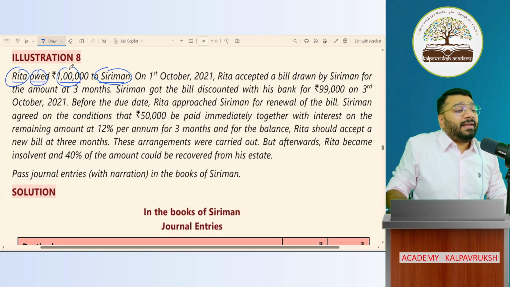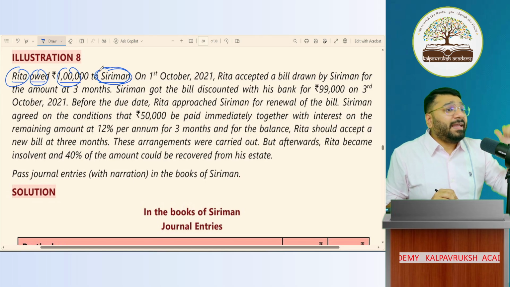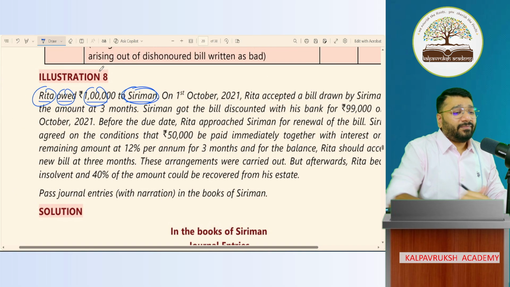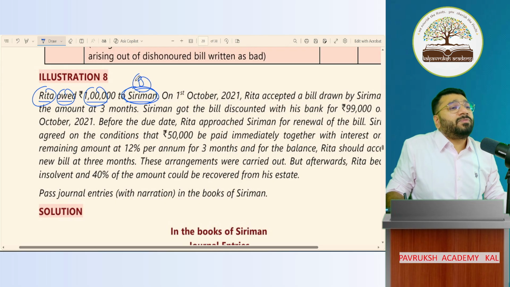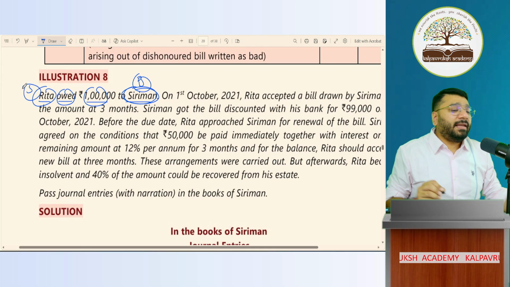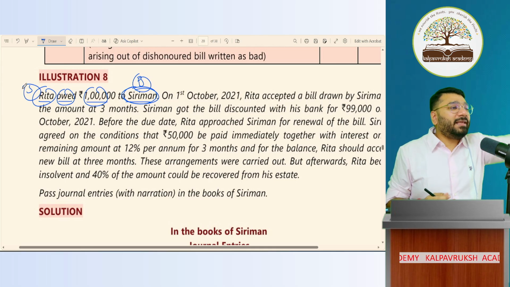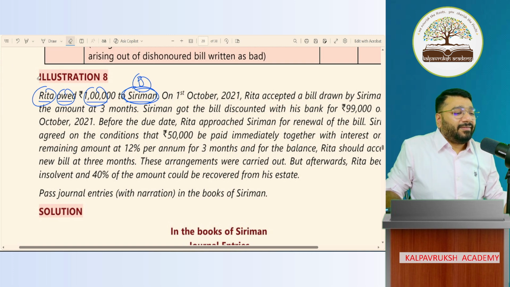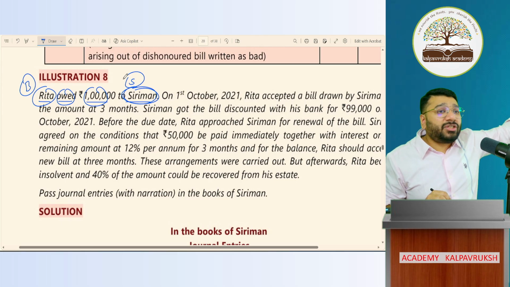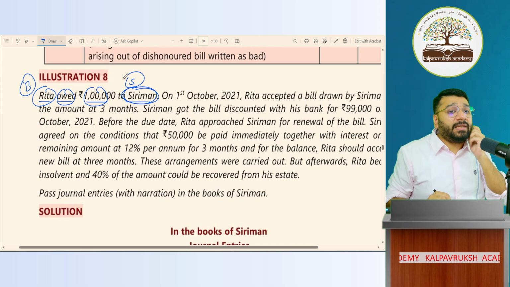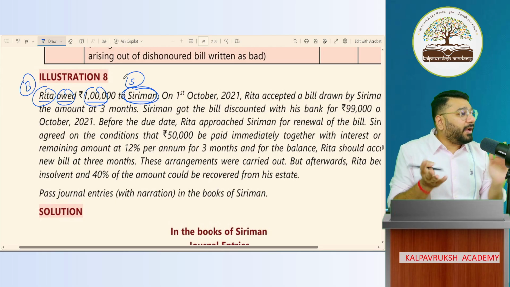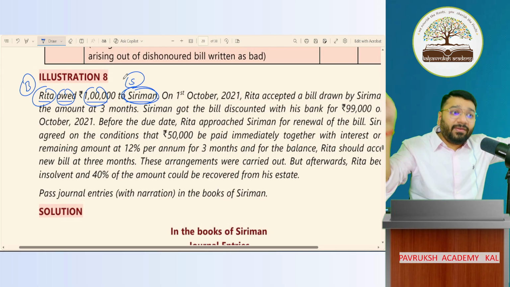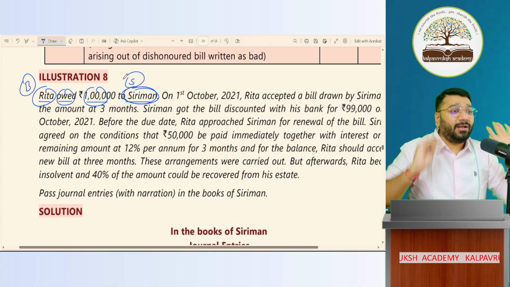Rita owed 1 lakh to Siriman. Why is Rita owing to Siriman? Because Siriman had sold the goods before. Who is Rita? The buyer. Siriman is the seller. Rita is owing, that means Rita is the buyer and Siriman is the seller. Now clear? If this distinction is not clear, you cannot record the journal entry properly. Everything will become ulta. If the starting is ulta, the ending also will be ulta. In between everything will be ulta only.